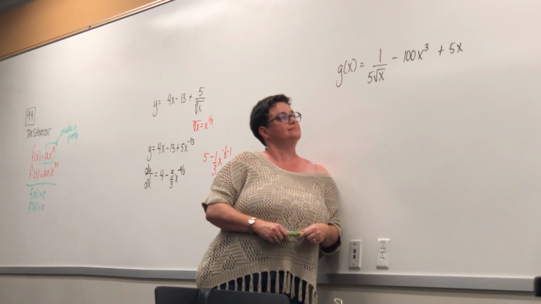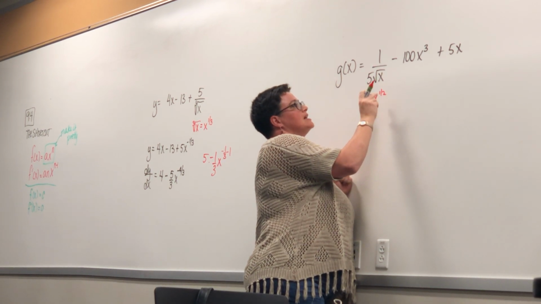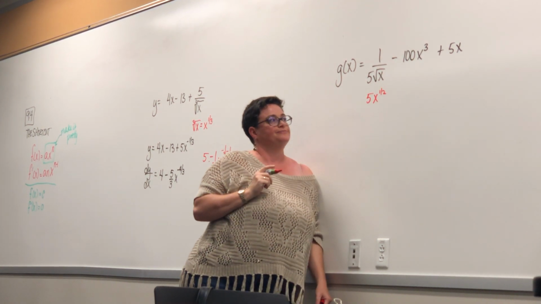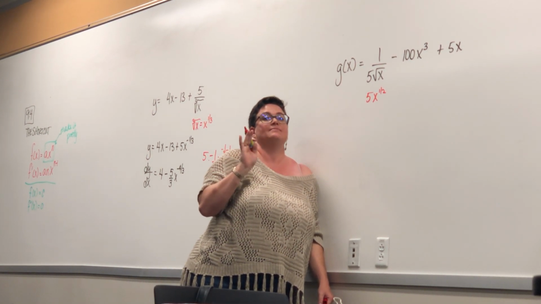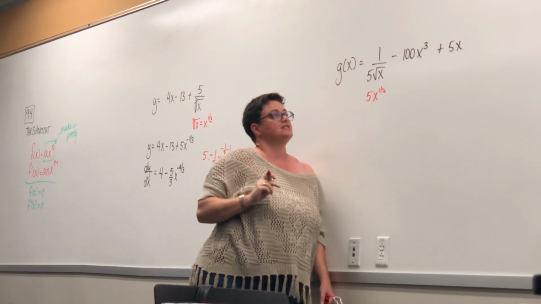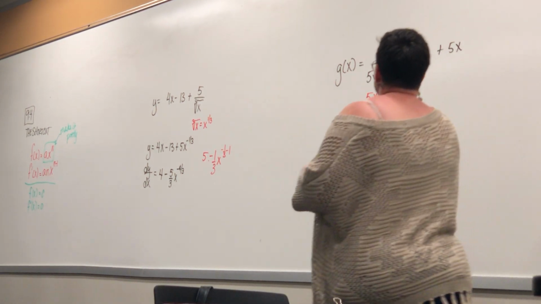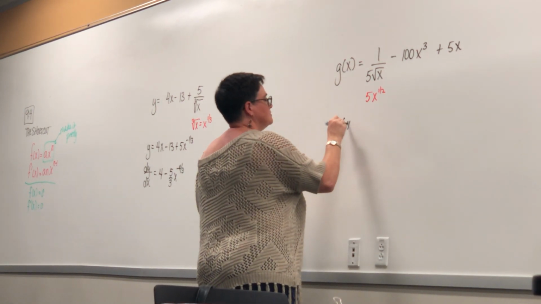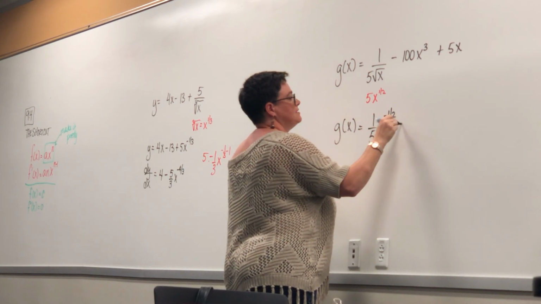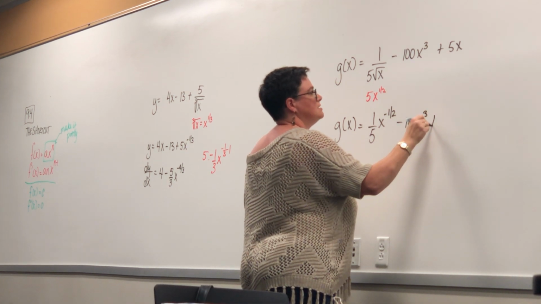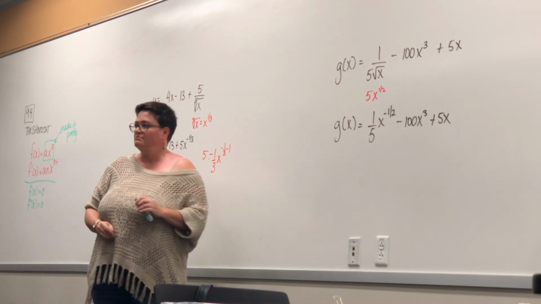Cool. 5x to the 1/2. And so when I drag it uptown, what travels with the 1/2? The x. It goes negative, but just the x, right? Not the 5. The 5 is not attached to the 1/2. So I'm going to rewrite this as 1/5 x to the negative 1/2 minus 100x cubed plus 5x. Now we're ready to take the derivative, right guys? That's not so bad.